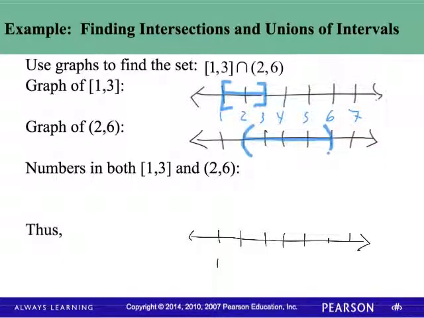So here's 1, 2, 3, 4, 5, 6, and 7. So what do these two intervals have in common? Well, the only thing they have in common is going to be this bit right here. Okay, so we know it's just going to be from 2 to 3.